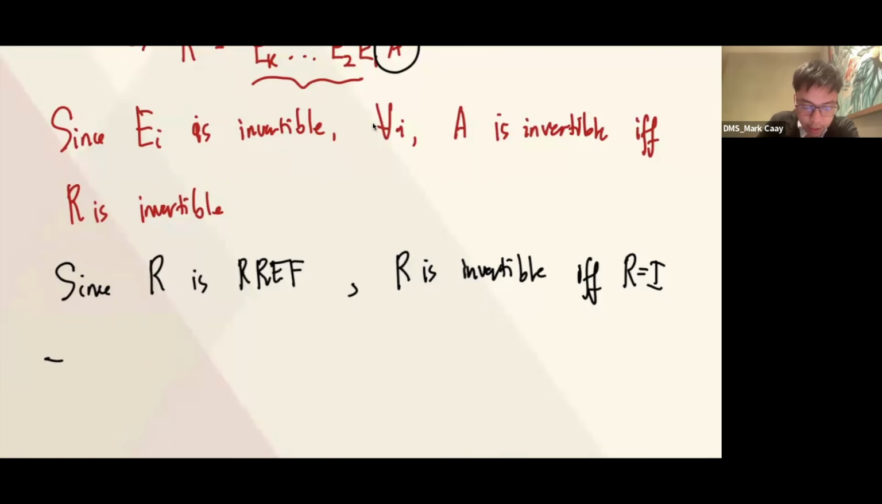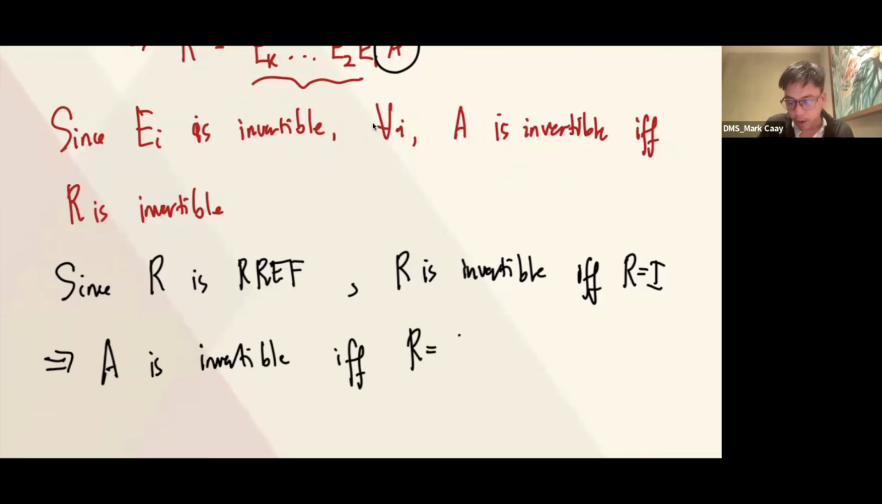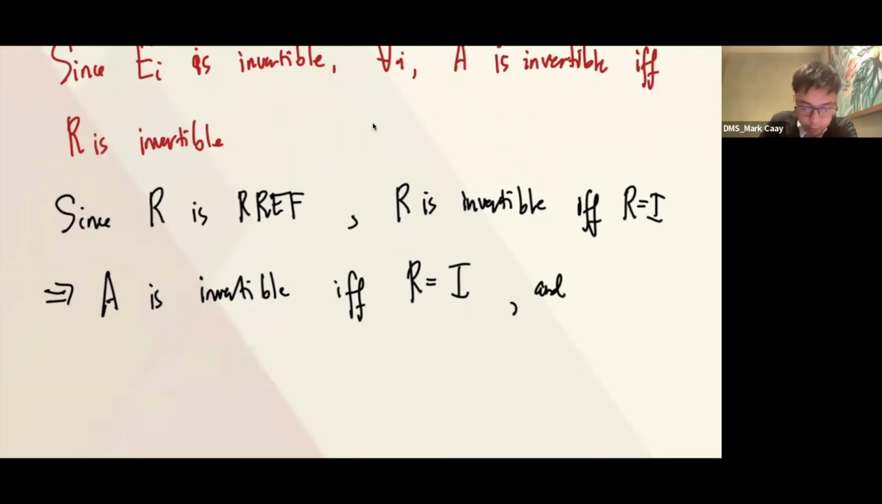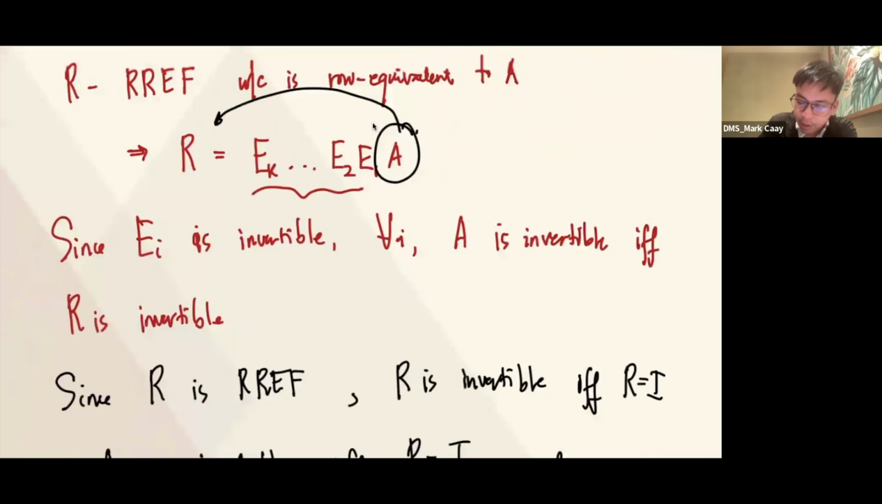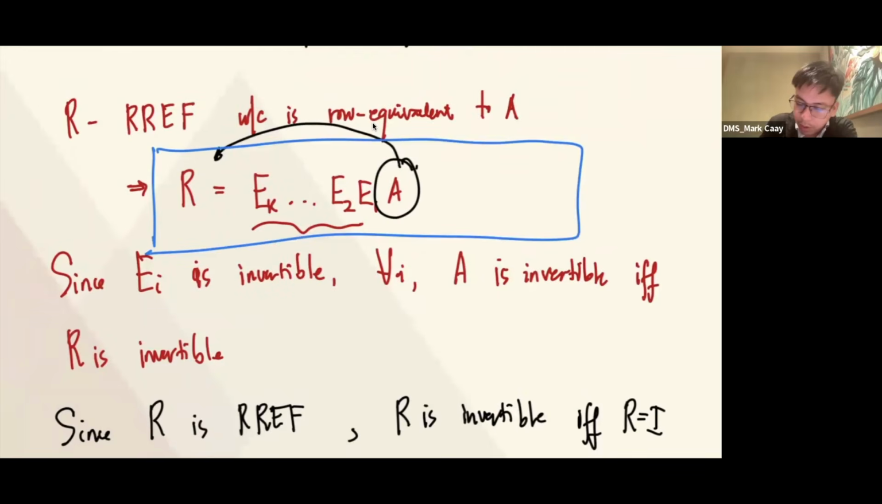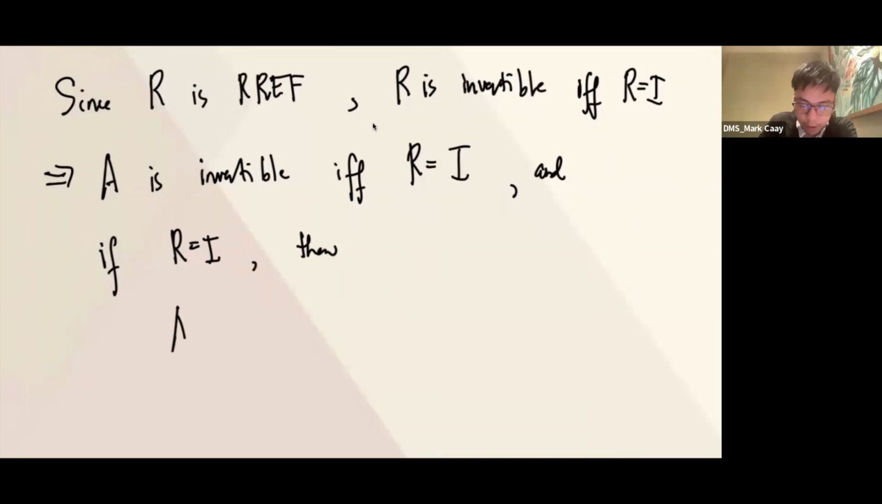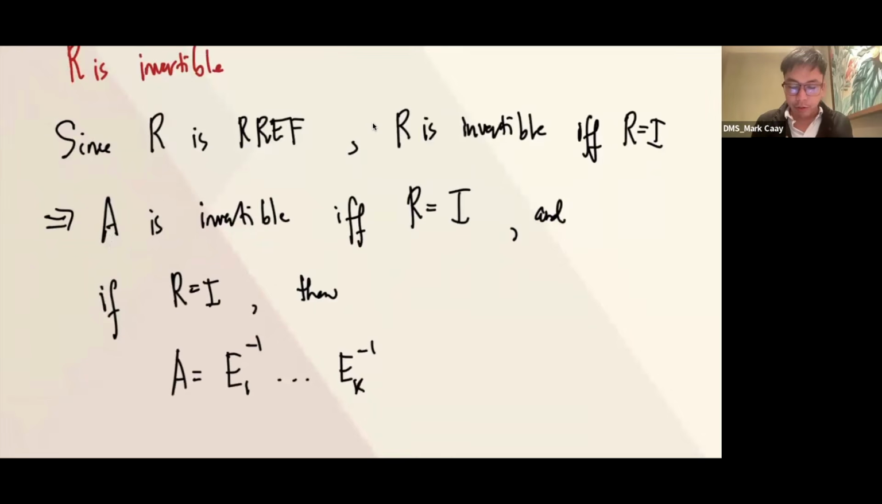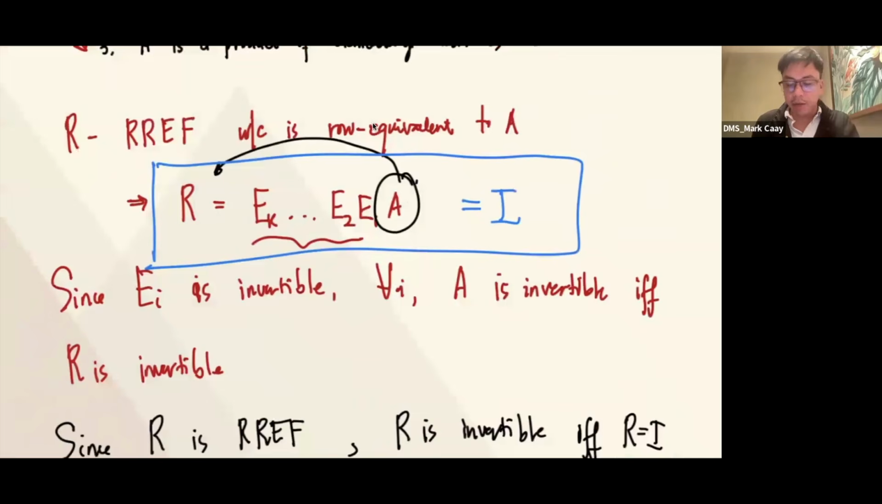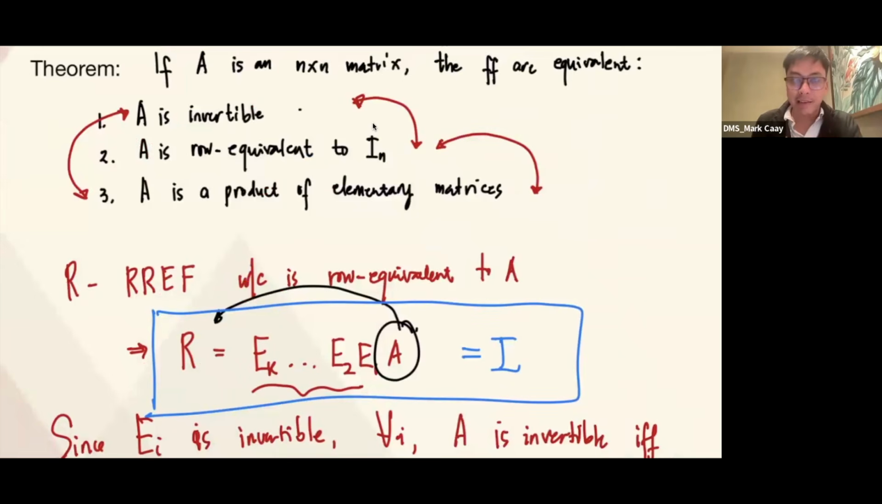This means that our A is invertible if and only if R is equal to I. And if R is equal to I, then A is the product of elementary matrices, which are the inverses of other elementary matrices. But we have proven already they are also invertible. So, this is just an overview to prove these statements. You can formalize it yourselves.